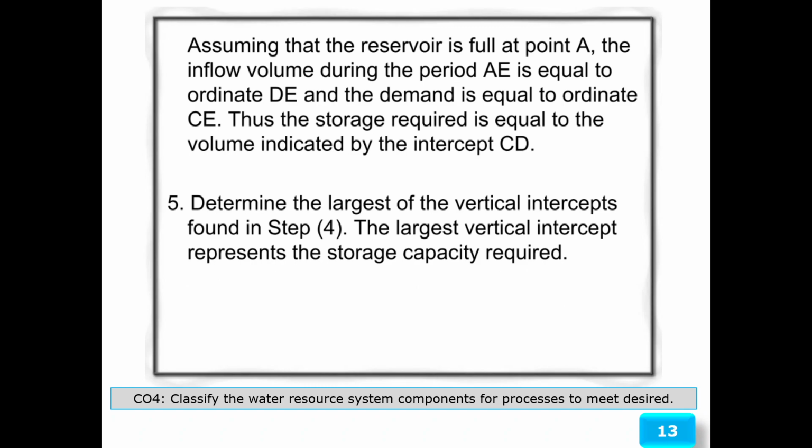So assuming that the reservoir is full at point A, the inflow volume during the period is equal to ordinate DG and the demand is equal to ordinate CG. Thus the storage required is equal to the volume indicated by the intercept CD. So determine the largest of the vertical intercept found in step 4. Okay, so the largest vertical intercept represents the storage capacity actually required.